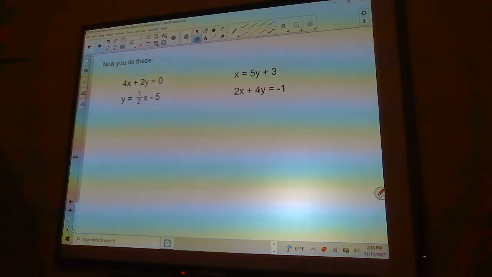Okay, you get to pause the video at this point. I've got 2 of them set up here for you to do. Use substitution only and solve these 2 problems, then jump back on here and see how you did.